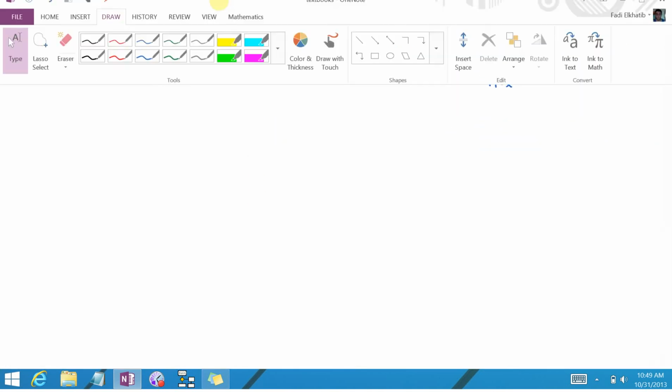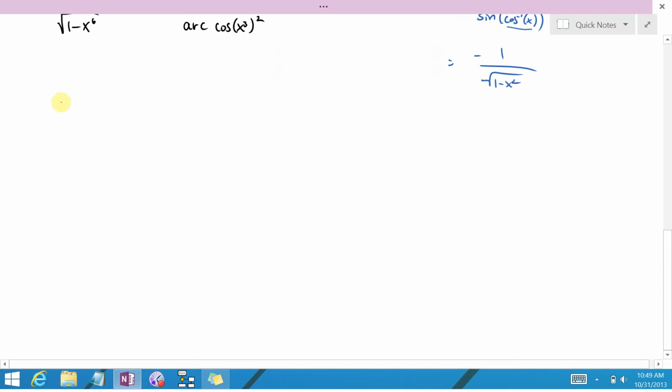I'll switch over to green here. Arctan of e to the x squared plus 1. So we have to figure out, first of all, this is another chain rule problem, but we have to figure out what the derivative of arctan is. So we're going to play the same game.